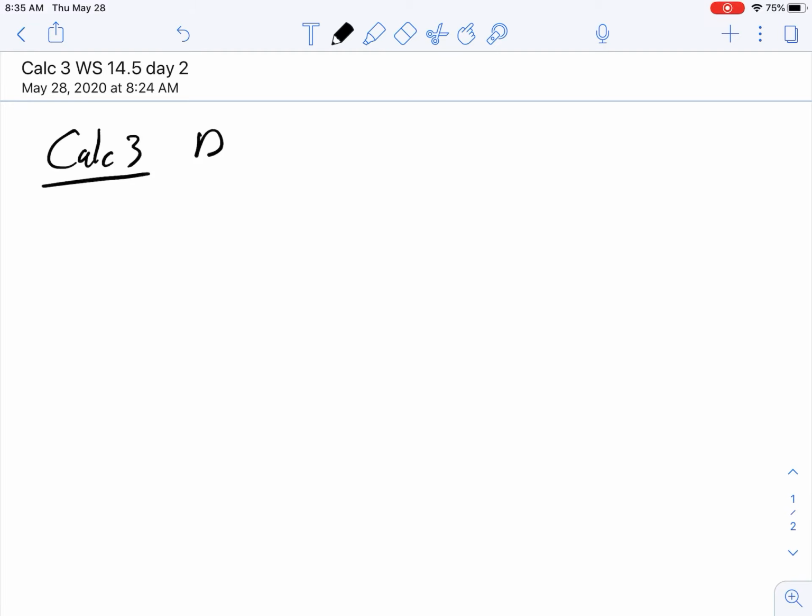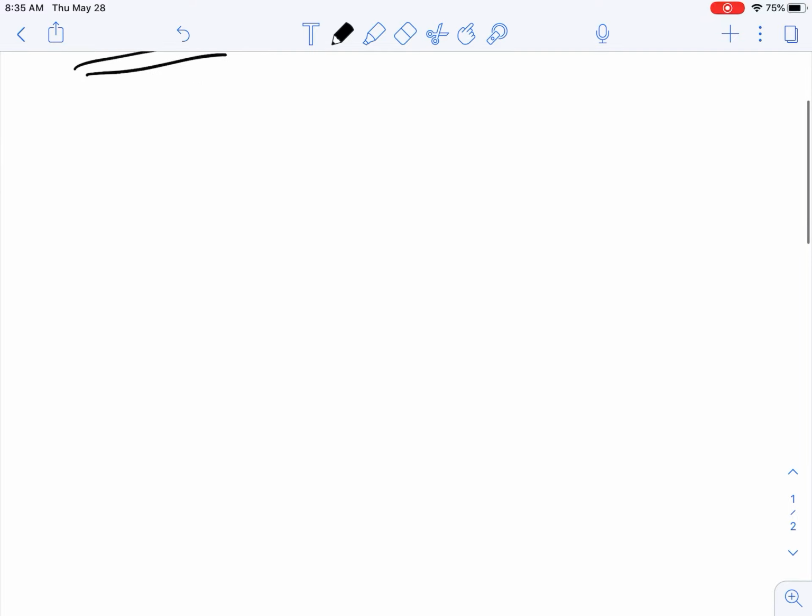Okay, so in Calc 3, this is an extension. Basically day 2 on worksheet 14.5. Now there's no assignment on this, but there is some stuff on the practice final and the final dealing with this, and hopefully it will help out doing worksheet 14.5 and give you a little bit more understanding of what's going on here.